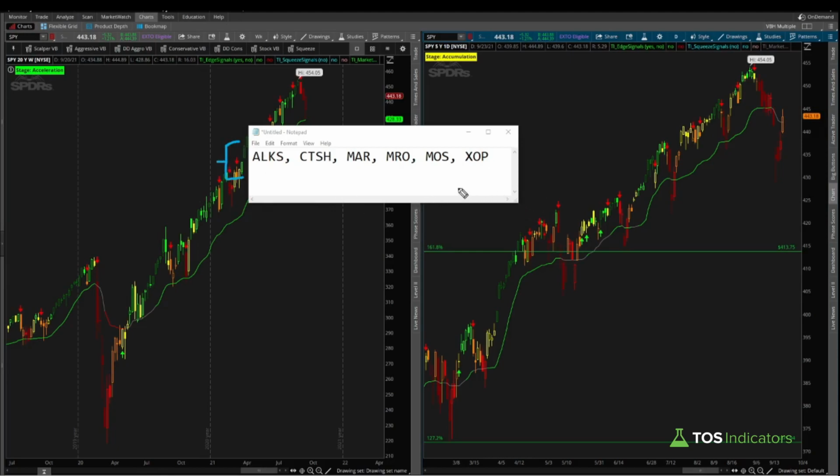What are the levels that price needs to break above for the setup to be valid? And how do we then actually take advantage of this setup in a consistent, systematic process? So let's get started. The list of 6 stocks that are sent out to members today, which is going to be a trending list for tomorrow, is ALKS, CTSH, Marriott, Marathon Oil, Mosaic, and then the XOP ETF, the oil and gas production ETF.